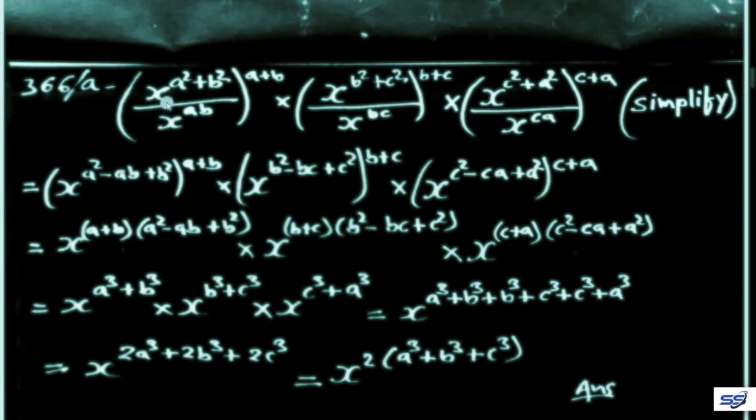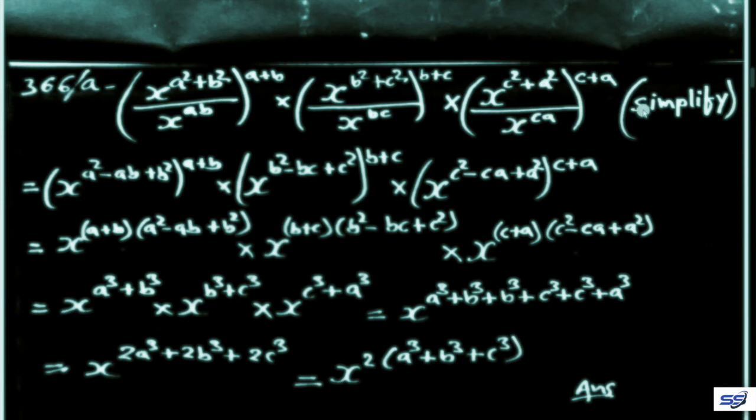Problem number 366, given in the problem: a power a square plus b square upon a power ab whole power a plus b, into x power b square plus c square upon x power bc whole power b plus c, into x power c square plus a square upon c power ca whole power c plus a. This is a problem of indices. Now we have to simplify.